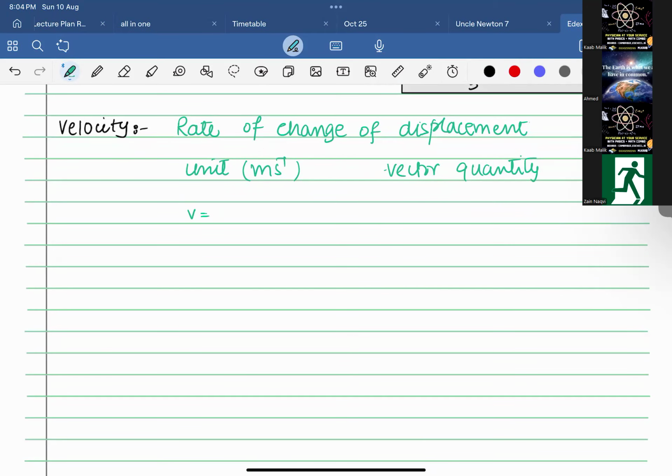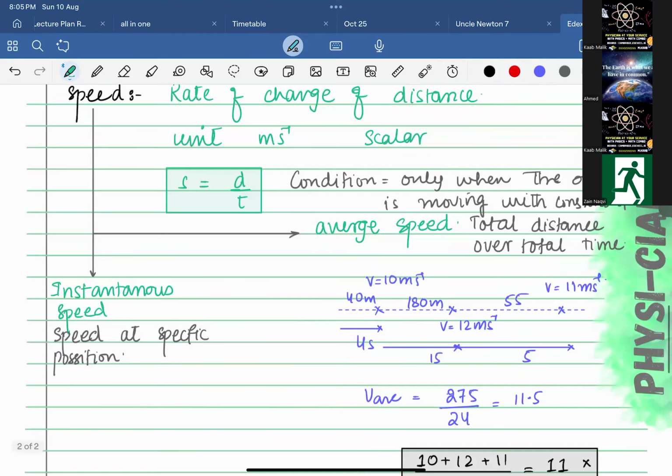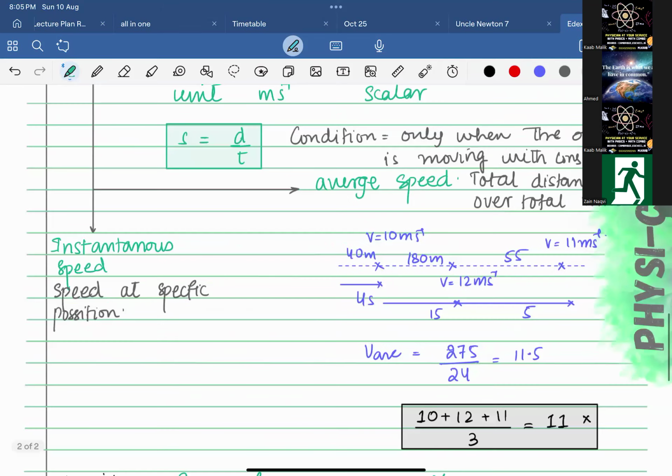Velocity is equal to displacement over time. Most of the time we refer to displacement with x in the Edexcel syllabus, and velocity with v. But actually both formulas remain the same. One contains the direction and the other doesn't contain the direction. That's it.